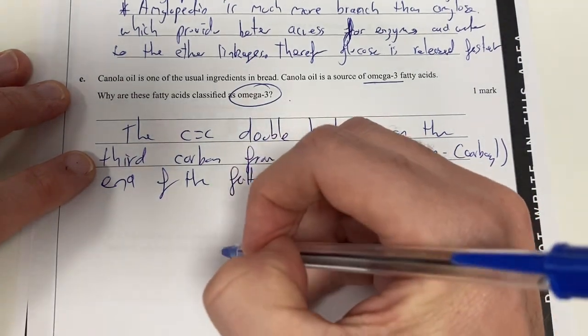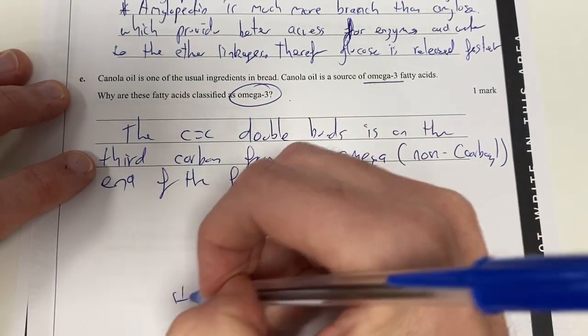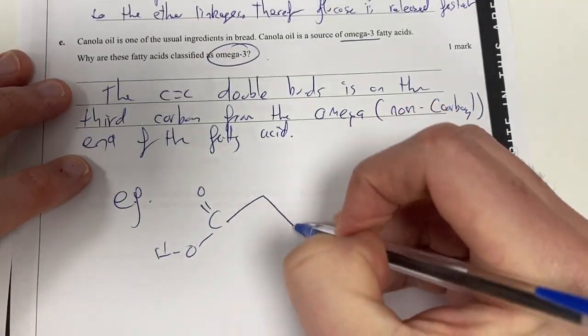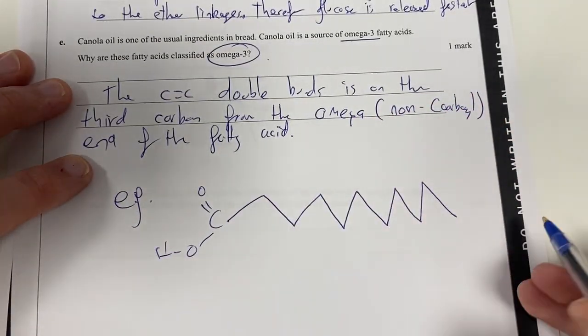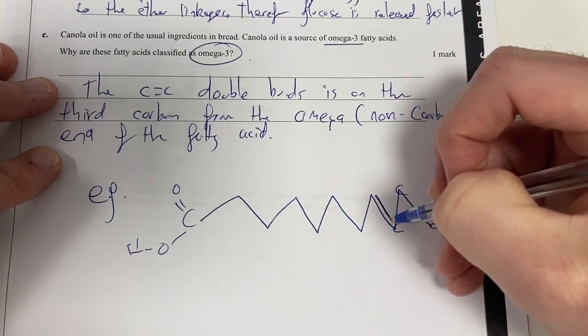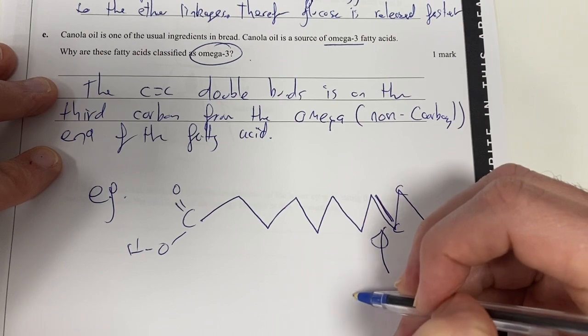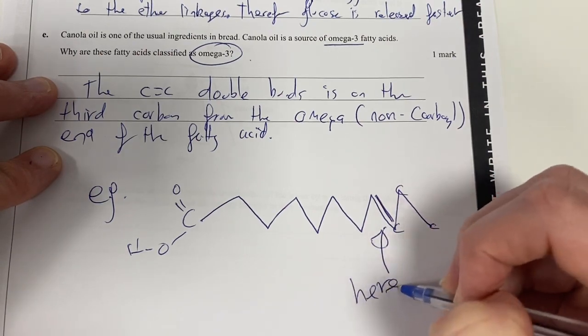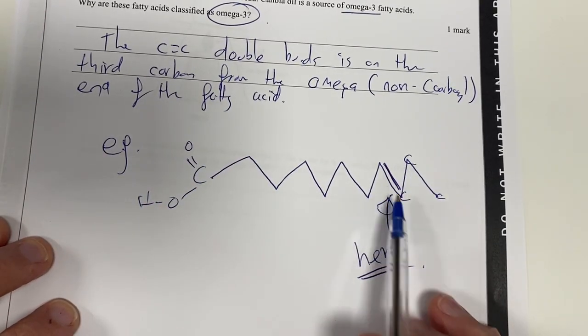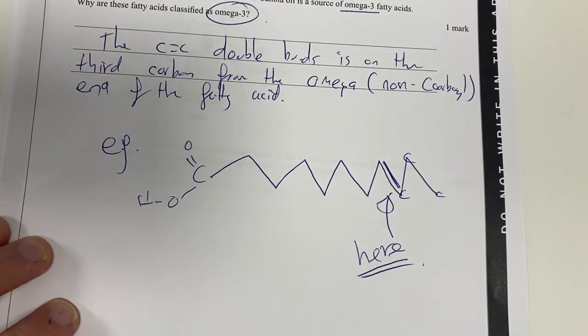So for example, I've got lots of room here, I can do an example. I can talk about 1, 2, 3, 4, 5, 6, 7, 8, 9 carbons, whatever it is. And I can say 1 carbon, 2 carbon, 3 carbons. It is here. Just to also explain what I mean by this: the fact that it's on the 1, 2, 3, this is where the carbon here, that makes it an omega-3 fatty acid because that's where our double bond actually is.